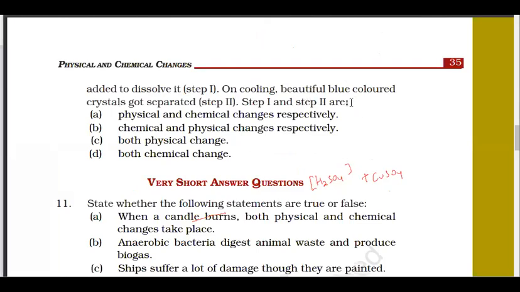Step 1 and step 2 are, tell me, what is step 1? Physical change or chemical change? Step 1 is chemical change. Step 2 is physical change, right? Both are chemical change.